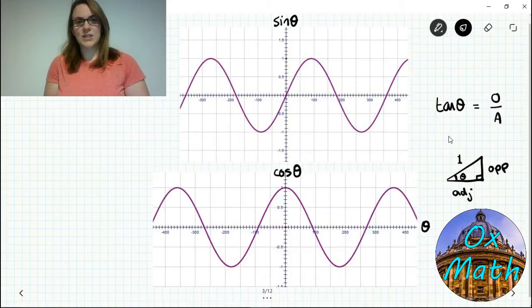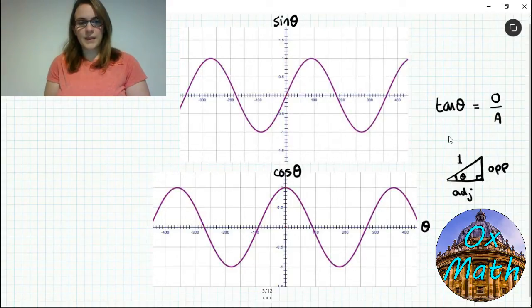So tan is actually the sine graph, the value on the sine graph divided by the value on the cos graph. So if we think about that at important points, at 0 degrees, sine is 0, cos is 1. 0 divided by 1 is 0, so our tan graph would be at 0, 0. If we move along to 90 degrees, we have sine is 1 and cos is 0. 1 divided by 0 is a mathematical impossibility. It is infinity, if you like to think of it that way, but it cannot ever actually be reached.